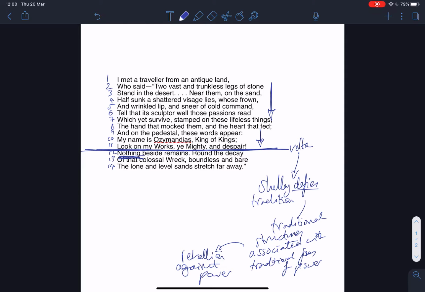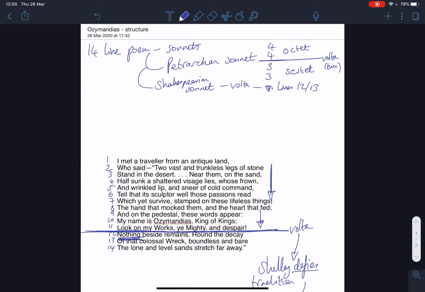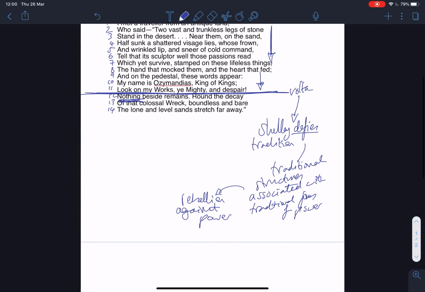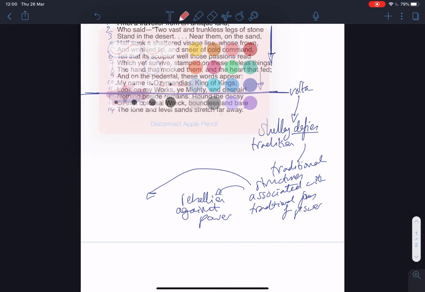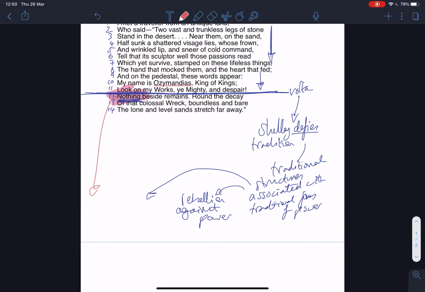We should have a break between, as we have up here, the 8th and the 9th lines, or between lines 12 and 13 in the Shakespearean sonnet. Here it's between lines 11 and 12. So he is rejecting those power structures. And he's potentially also showing, because the first word following the volta is nothing, and I'll just highlight that really strongly for you here, that these power structures crumble and fall. That all power structures crumble and fall. That all power structures fail.